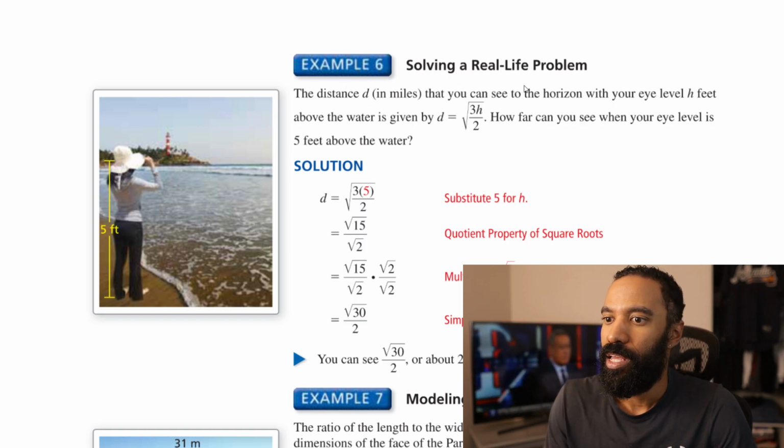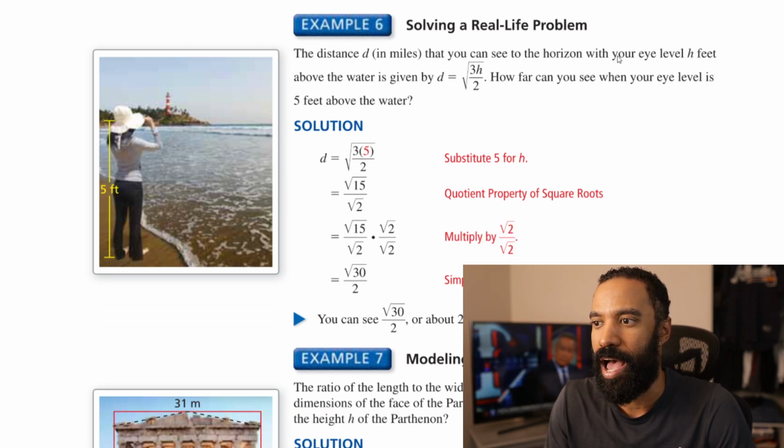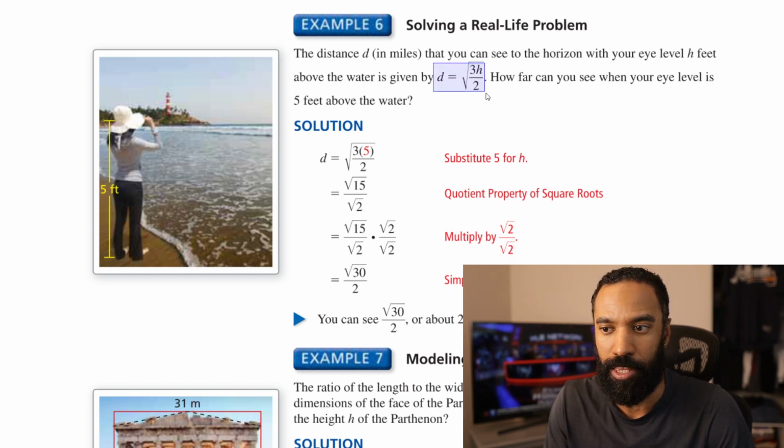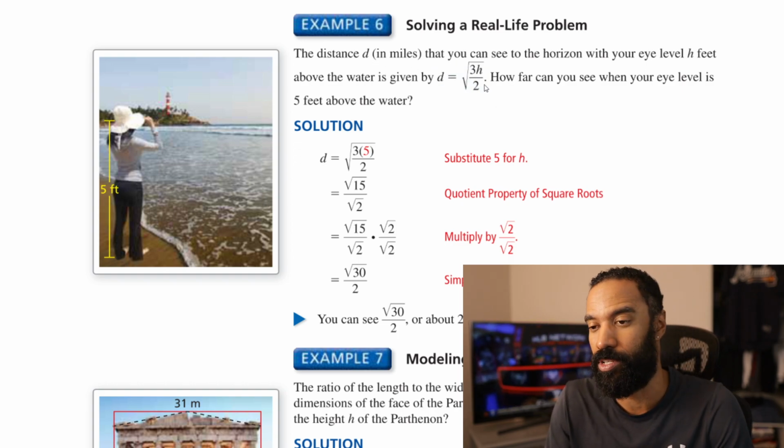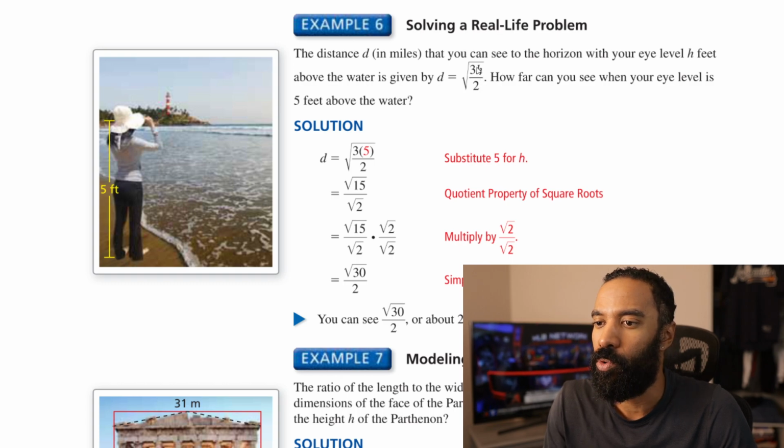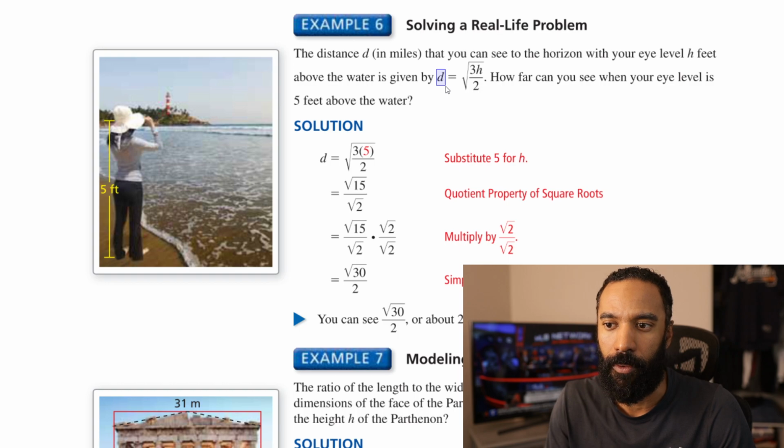Check it out. The distance in miles you can see to the horizon with your eye level, h feet above water, is given by this formula. Who knew? I really want to see if that's true. However far you are above water shows how far into the horizon you can see. It's actually kind of cool. I wonder how they figured that out.